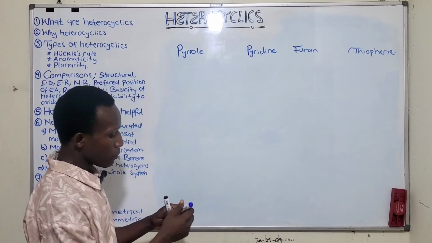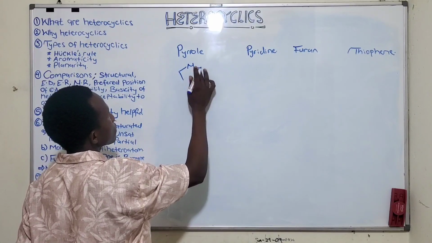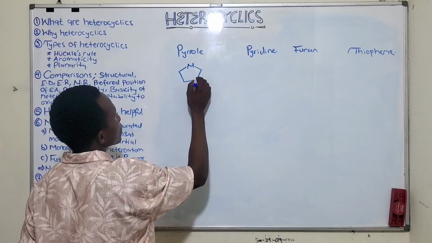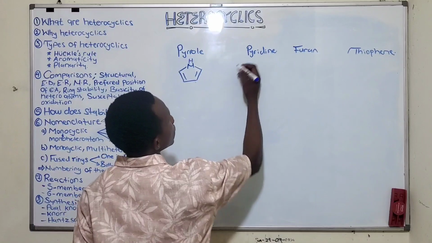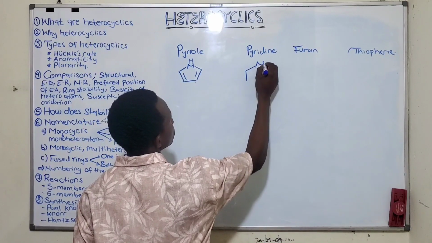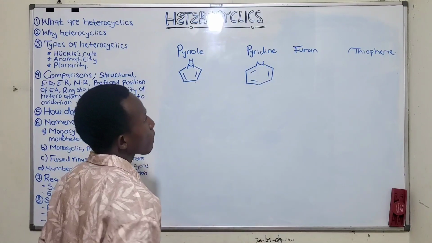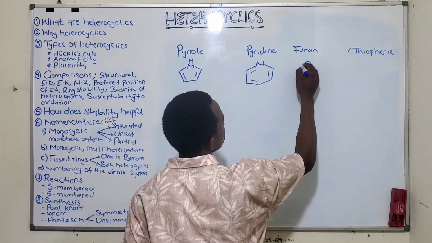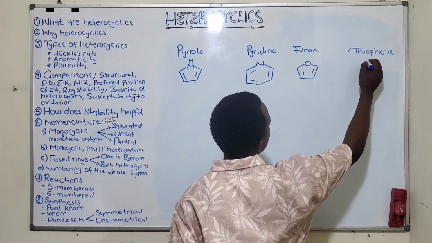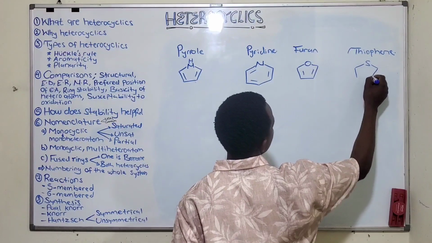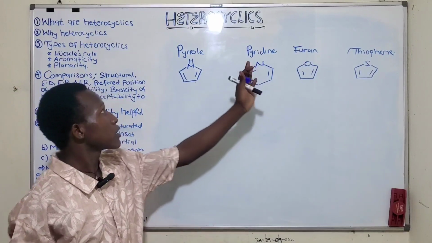Let's go. Pyrrole, this is the structure. This is Pyrrole. Then pyridine, it is this. Then we have Furan. This is the structure. And Thiophene. So those are the heterocyclics we have.